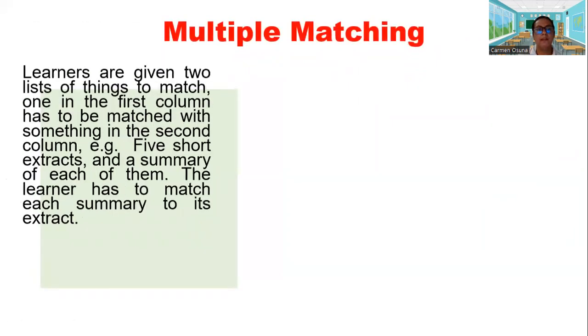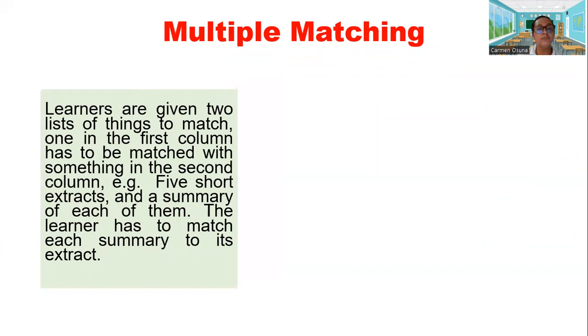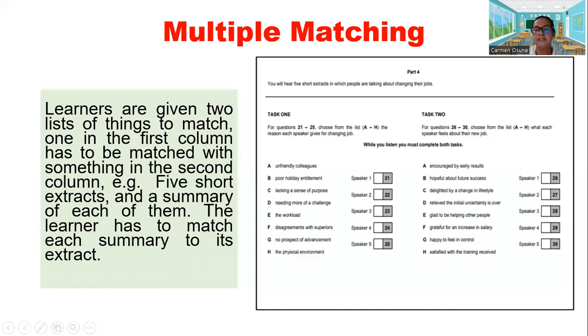Multiple matching. Learners are given 2 lists of things to match. One in the first column has to be matched with something in the second column. Example, 5 short extracts and a summary of each of them. The learner has to match each summary to each extract. And here is an example.